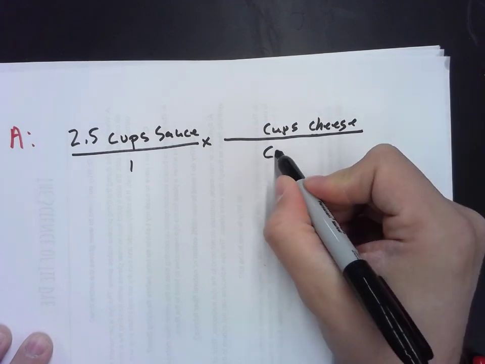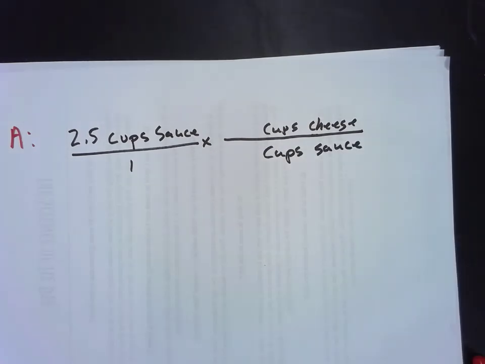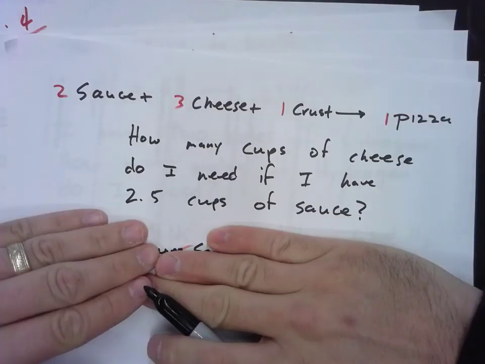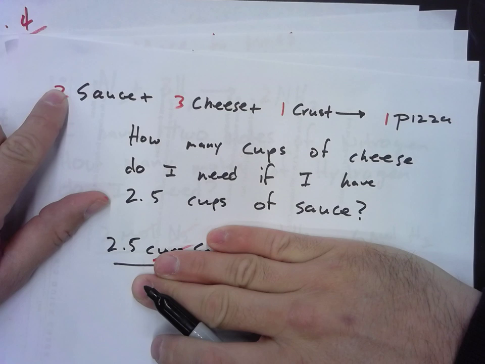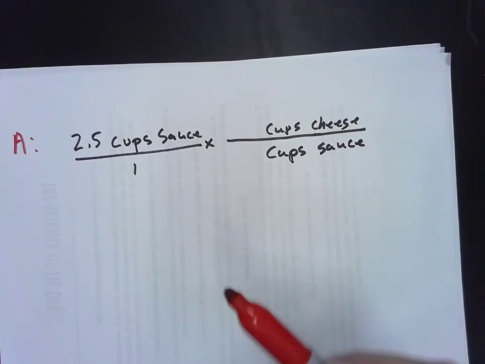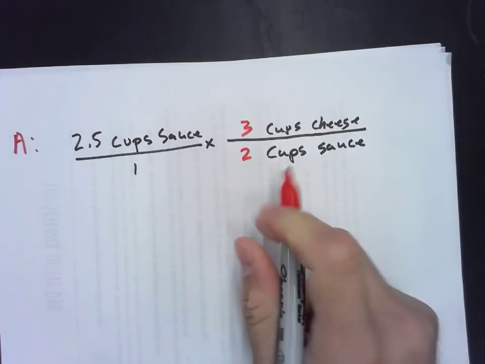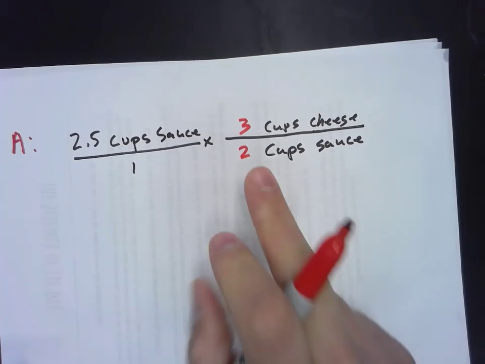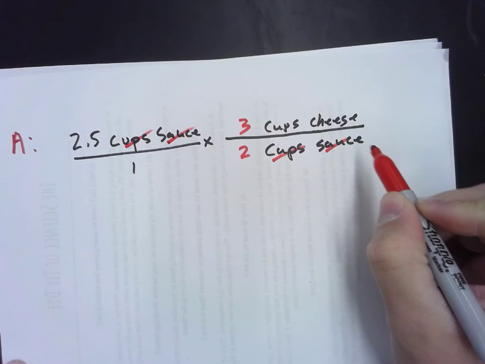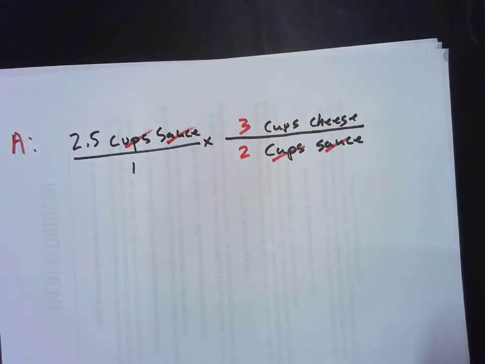And I'd look back at my ratio here, and I would see that for every 2 cups of sauce, I got 3 cups of cheese. So for every 2 cups of sauce, I got 3 cups of cheese, and that's my ratio of cheese to sauce. I can cancel out my units. That leaves me in the units of cups of cheese. And I can do my math. When I do my math, I say 2.5 times 3 over 2.